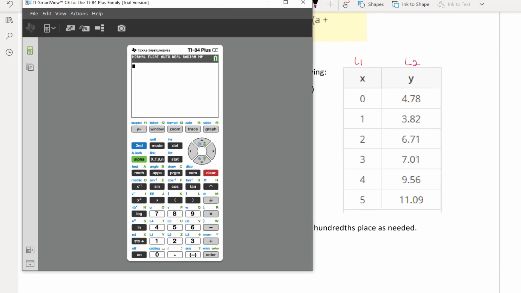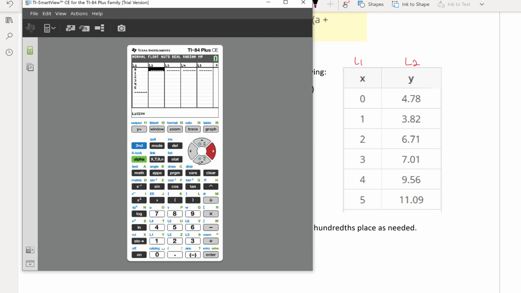Okay, so I'm going to go to Stat. So I go to Stat, then I go to Edit. That's going to give me my L1 and my L2 values. Notice how I had some values in there. So all I did was I went up and pressed clear, and then you go back down, and it clears everything instead of deleting it one by one. So my values for x are 0, 1, 2, 3, 4, and 5. So those are all of my x values.